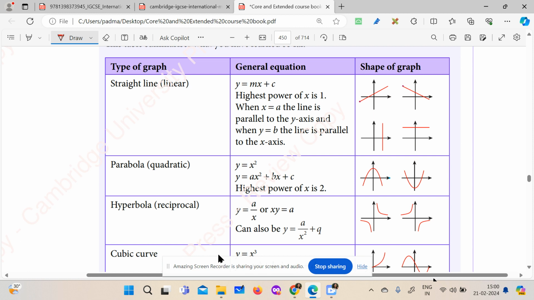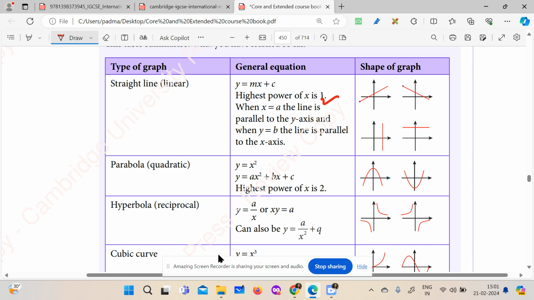The first one is the linear graph, or you can also call it a straight line graph. As the word says, straight line, here you have the equation y is equal to mx plus c. This is a linear equation because the highest power of the variable is 1. Your variable is x, right? Yes.